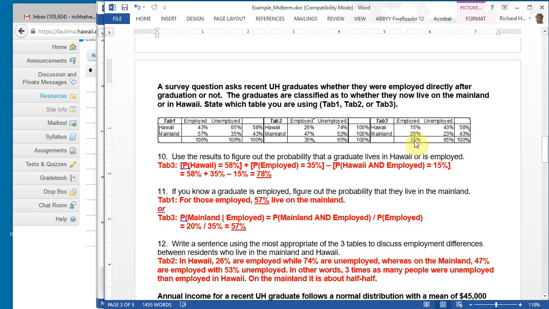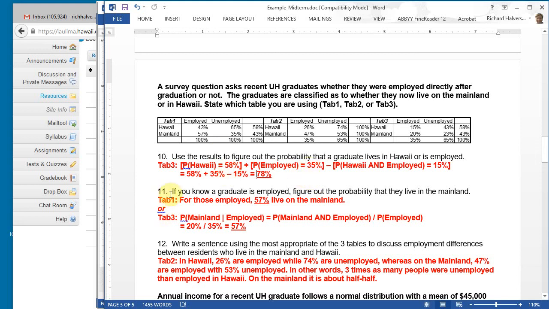We add to that the probability that somebody is employed, and that's right down here. That's 35% out of 100%. And then we need to subtract the probability that somebody is living in Hawaii and employed, which is this number right here, because this number is added to this probability, and it's also added to this probability here, so it doesn't need to be added in twice. So this subtracts out one of them, and we end up with 58 plus 35% minus the 15%, and we get 78%. Okay.